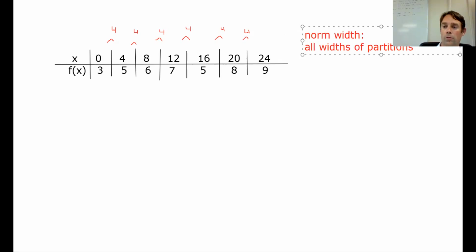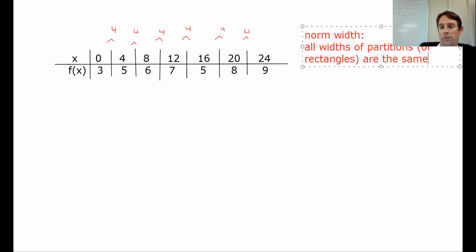Partitions or rectangles are the same value. So this is normed width because all the widths of the partitions or rectangles are the same value. So it's the norm thing. So left sum, again, deals with all the left values, 3, 5, 6, 7, 5, and 8.